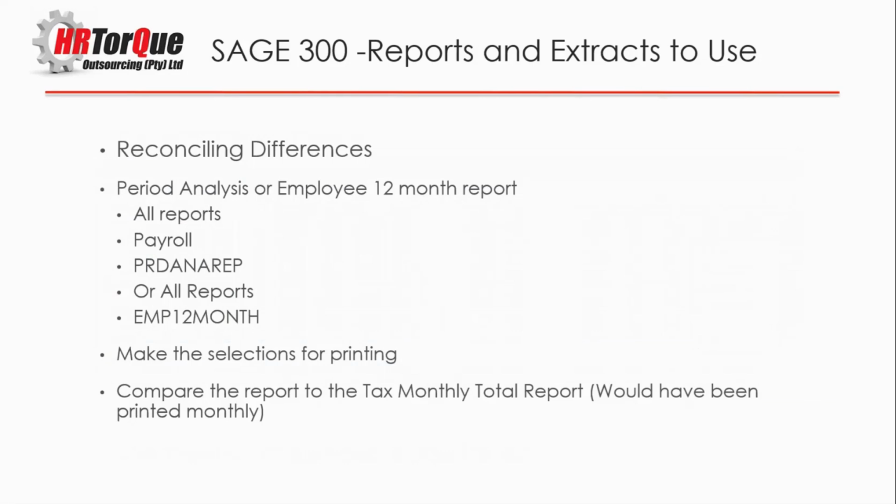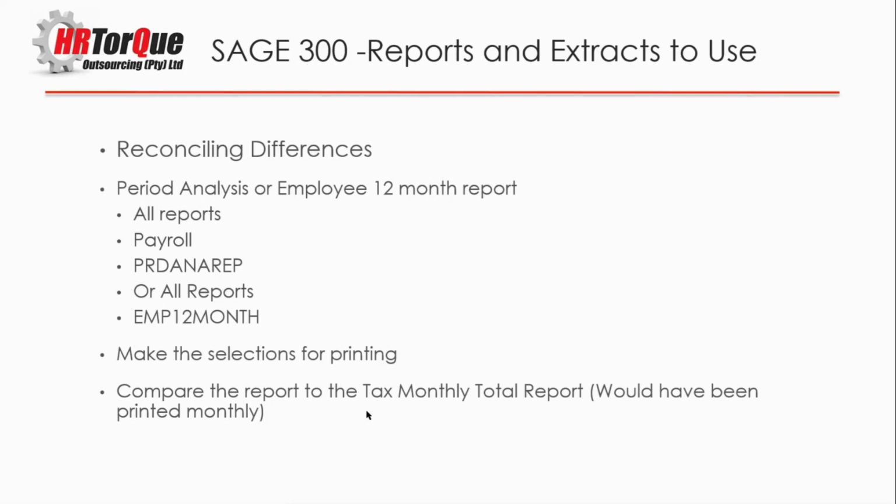If you see there are reconciling differences, the reports to use here, under all reports, we can go and do the period analysis. I don't want to try and pronounce that acronym, but it is the period analysis report, or we can do a 12-month report, or alternatively, you could also use the payslip analyzers, which are found in the same sort of area.